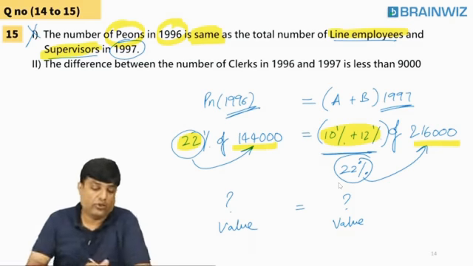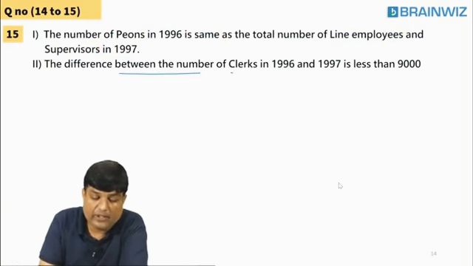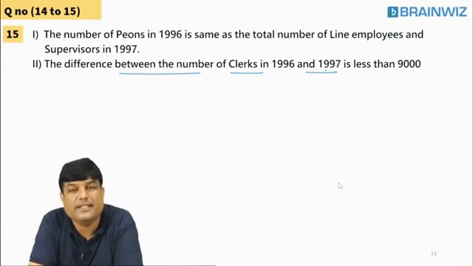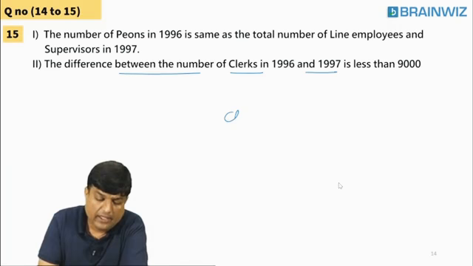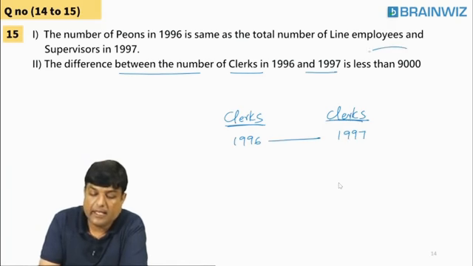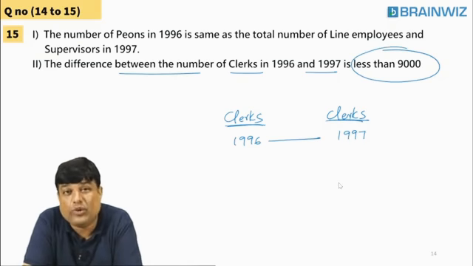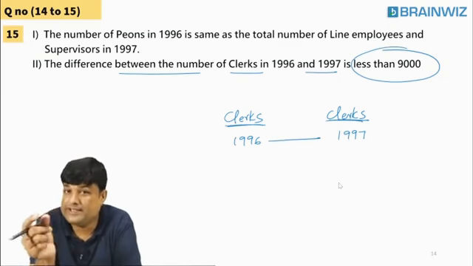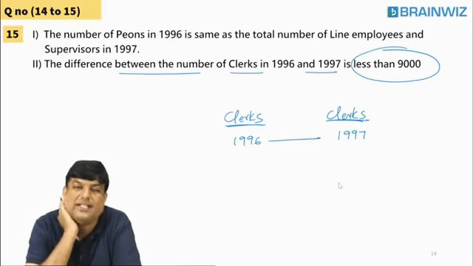Now, let's go for the second one. What did he say in the second one? The difference between the clerks in the year 1996 and the clerks in the year 1997 is less than 9,000. A similar kind of question we have done. I'm not interested in finding out that number. I have to prove whether the difference is less than 9,000 or more than 9,000. Are you understanding what I mean to say?